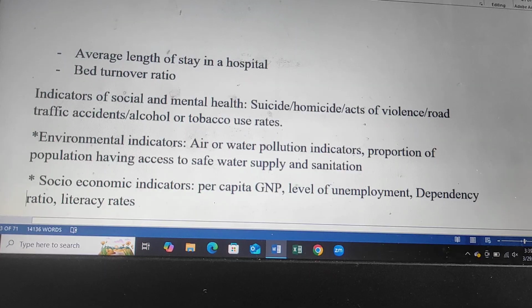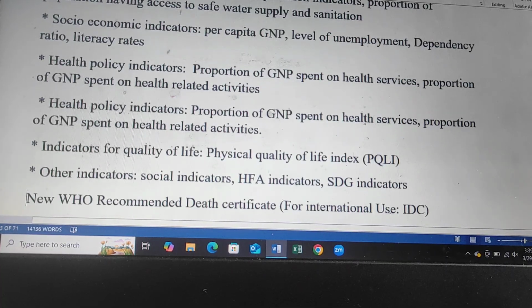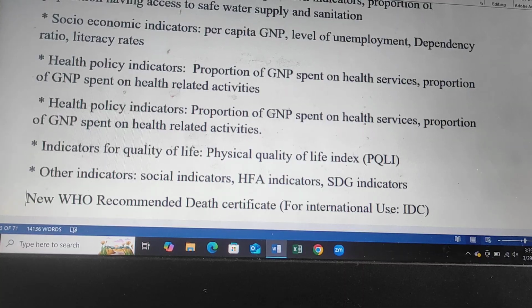Indicator of social and mental health: suicide, homicide, act of violence, road traffic accident, alcohol or tobacco use rates. Environmental indicator: air or water pollution indicator, proportion of population having access to safe water supply and sanitation. Socioeconomic indicator: per capita GNP, level of unemployment, dependency ratio, literacy rate, health policy indicator, proportion of GNP spent on health service, proportion of GNP spent on health related activity. Indicator for quality of life: physical quality of life index, PQLI. Other indicators: social indicator, health for all indicator, SDG indicator.